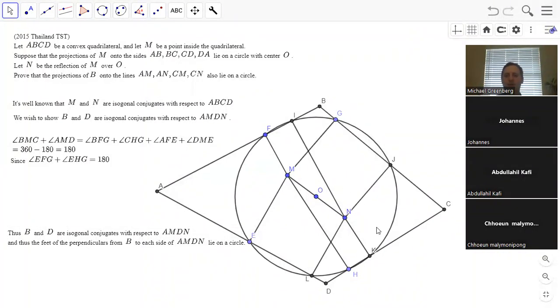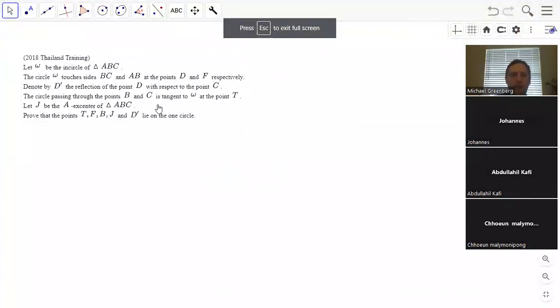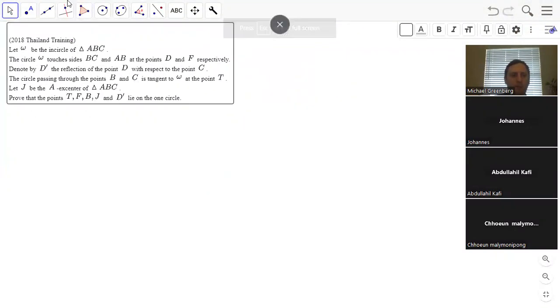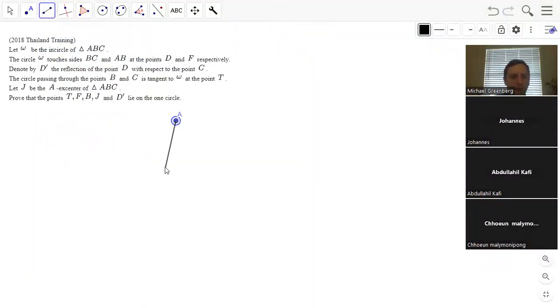So yeah, this is a very useful property, it looks like, for isogonal conjugates in a quadrilateral. All right, so Thailand likes excircles a lot, it looks like. So we have the incircle and the excircle. This looks kind of easy, but we'll see.